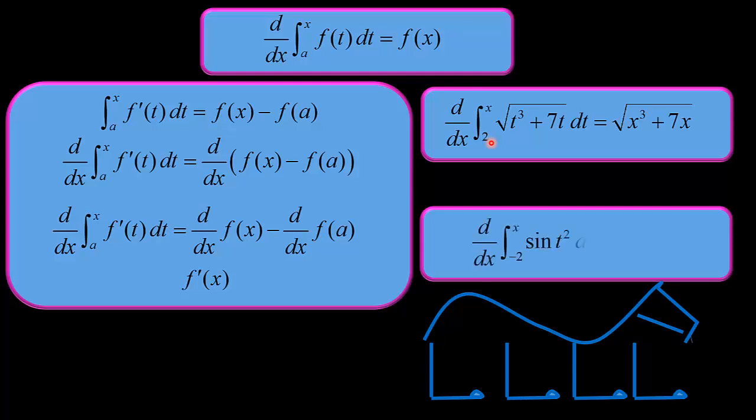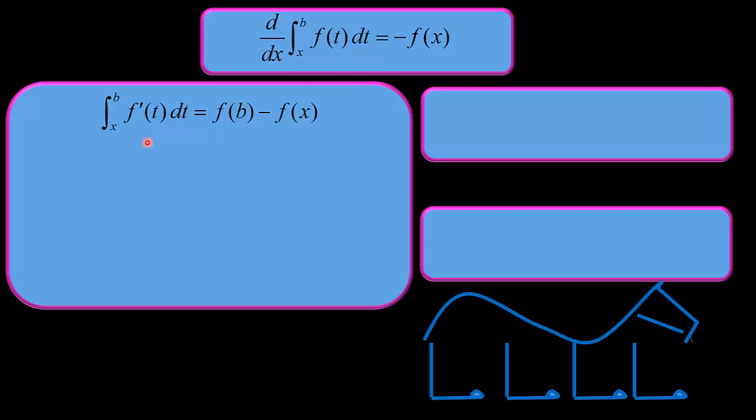Now let's look at another example. Here we've got sine t squared from negative 2 to x. Well, notice all I do is replace the t with an x. And there we have it. Now, let's look at this. Let's suppose that the variable is in the lower limit, and then in the upper limit there's a constant. Well, what we're going to find is that that's going to be just like the other, except there's going to be a negative in front. Let's see how that works.